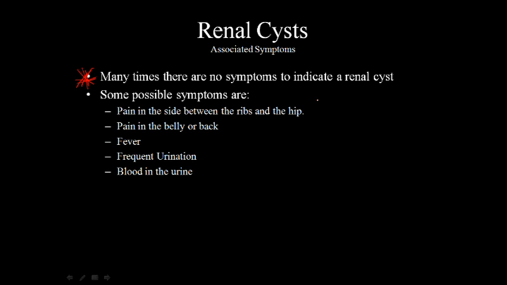So many times we don't know that the patient has a renal cyst. It's kind of the furthest thing from our mind based on other symptoms.